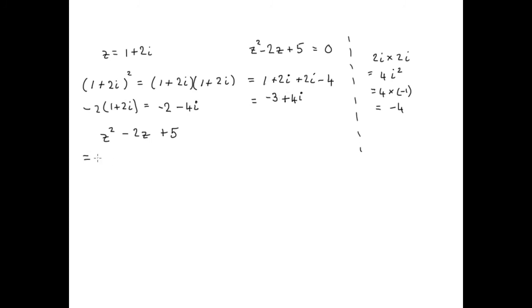Z squared we know is the complex number negative 3 plus 4i. Minus 2z is the complex number minus 2 minus 4i. And we have to add 5 to that. So let's look at the real part of this. Negative 3 plus negative 2 is negative 5, plus 5 is 0. And the imaginary part, 4i minus 4i, 0i. So basically 0 plus 0i we write as the number 0. In other words, 1 plus 2i does satisfy that equation.